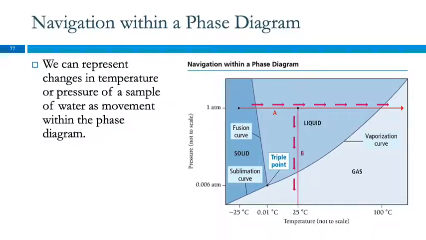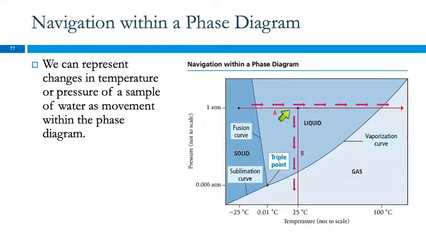So there can be questions asked about navigation within a phase diagram, and so you're either going to be changing temperature or changing pressure. So at 1 atmosphere, what happens as I heat it up? Well, here's 1 atmosphere going from minus 25 degrees Celsius. As I heat it up, it's going to melt, and then I've got a liquid increasing in temperature, and I get up here and it's going to boil.